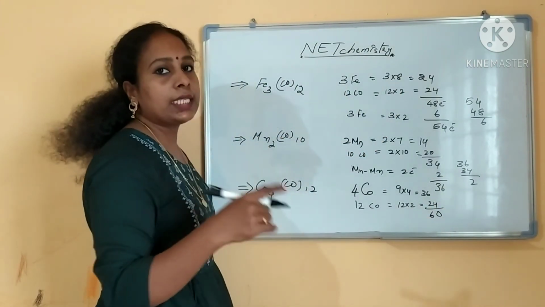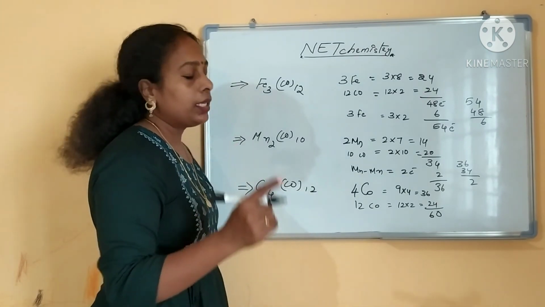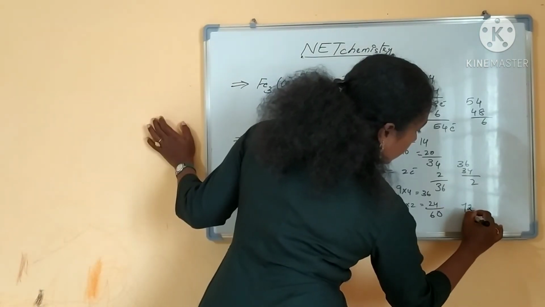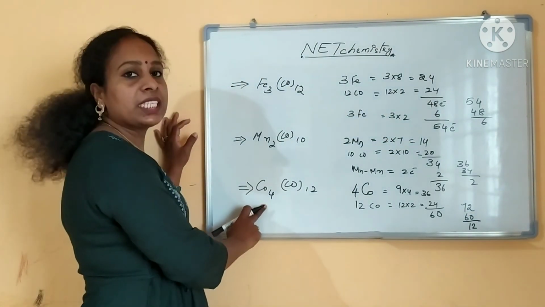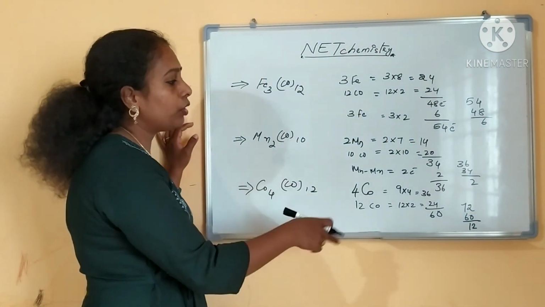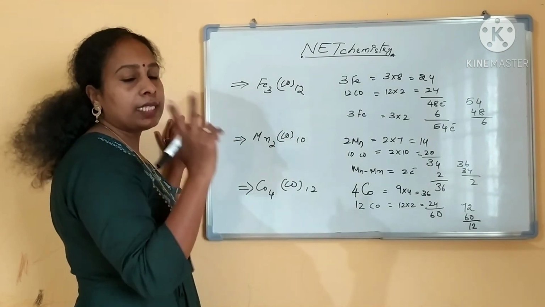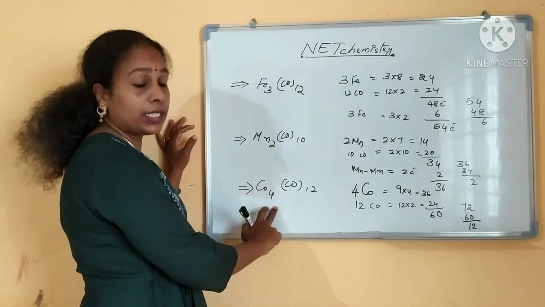So 60. What is the nearest multiple of 18? 72, right? 72 minus 60, you will get 12. 12 means 6 metal bonds are present, then only you will get 12, right? 6 metal bonds are present between the Co4.